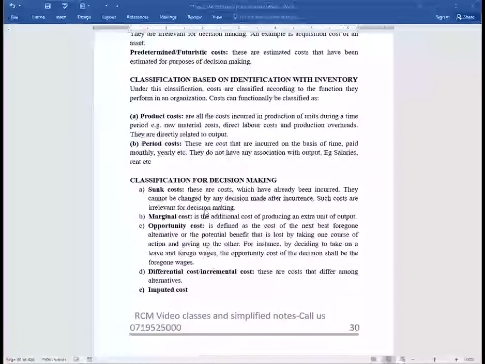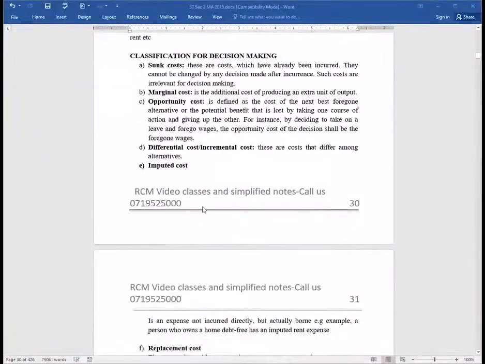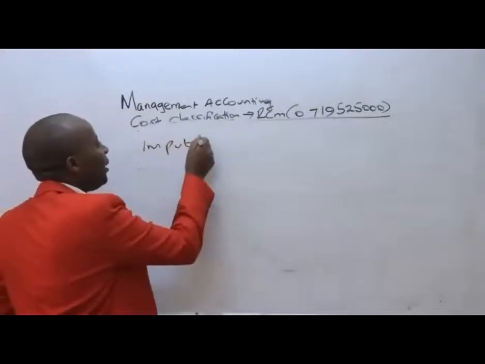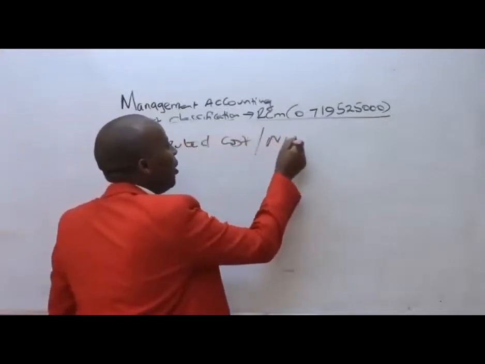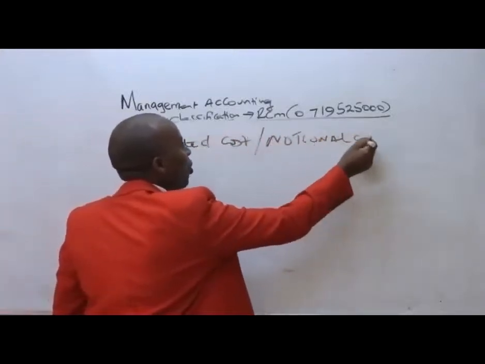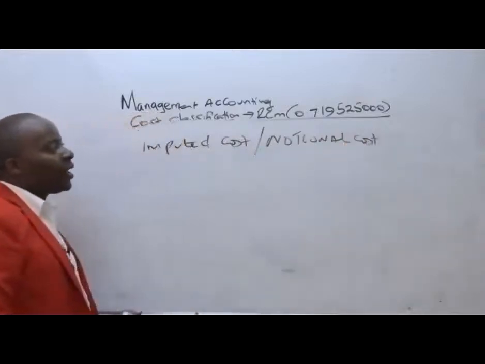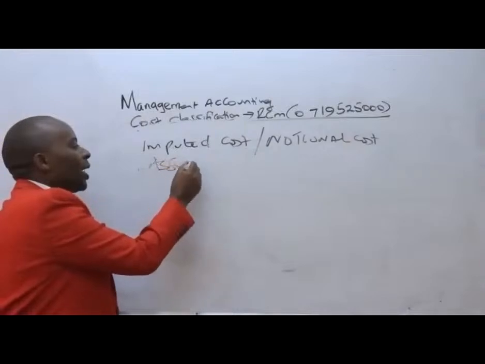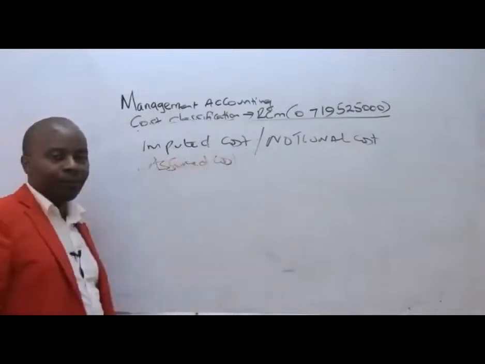And then we have the imputed cost. Imputed is another word for notional. Imputed cost is a notional cost. And if it's a notional cost, ladies and gentlemen, a notional cost basically is an assumed cost.